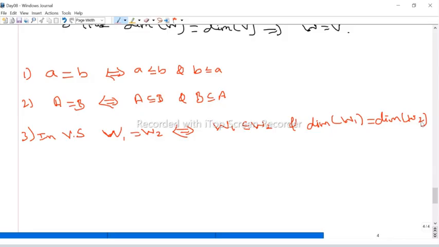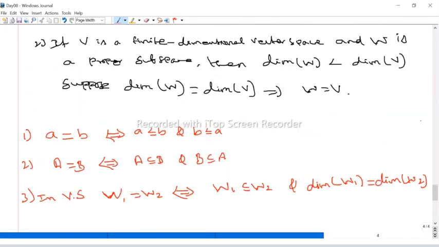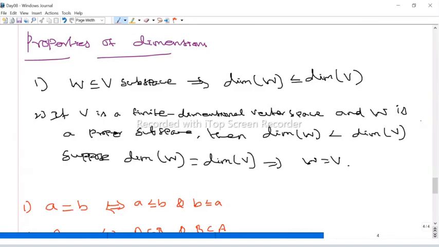This is a special property only for subspaces. You prove one containment, either W1 is contained in W2 or W2 is contained in W1, and then prove that the dimensions are equal. Then we can conclude that the two subspaces are equal. So this is very important. Therefore, for a finite dimensional vector space, any proper subspace has dimension less than the dimension of V. But in an infinite dimensional vector space, sometimes the subspace dimension equals the bigger space dimension. That is a very important thing.